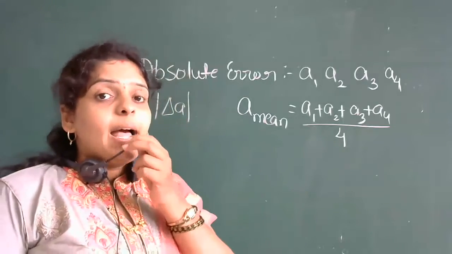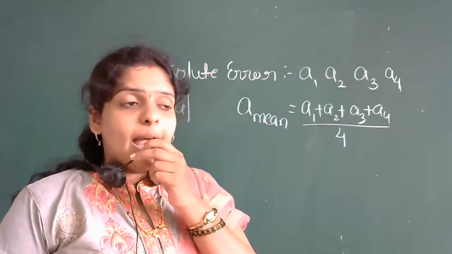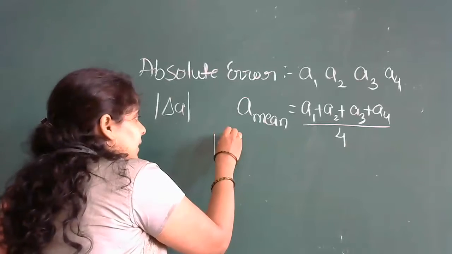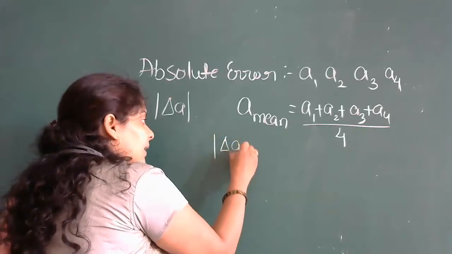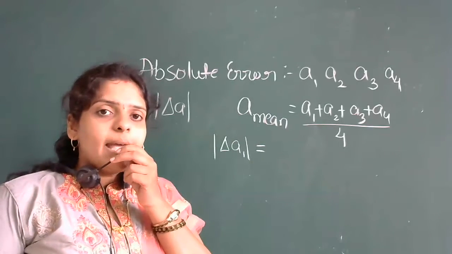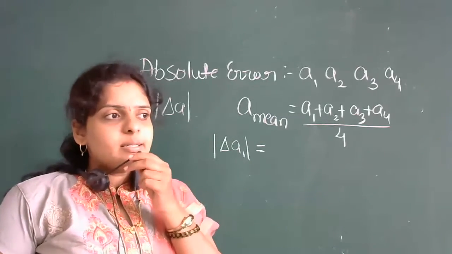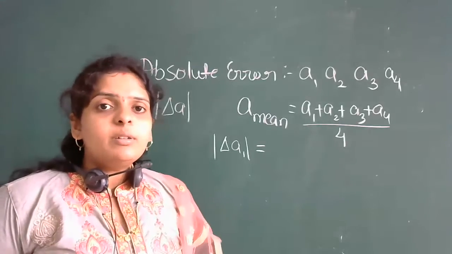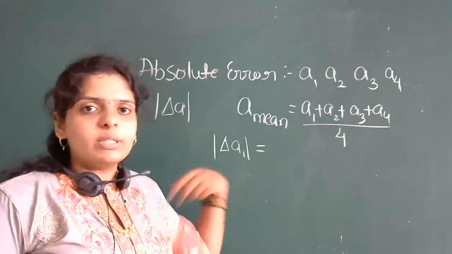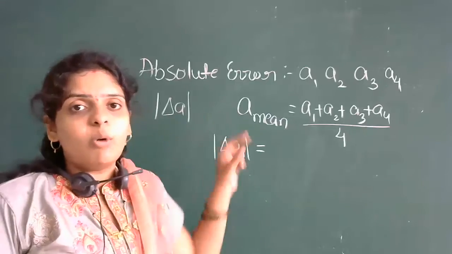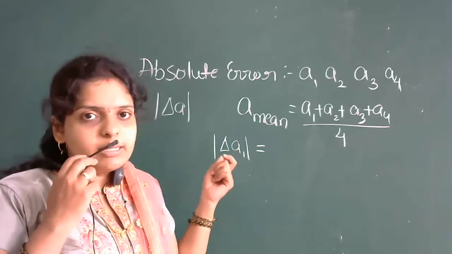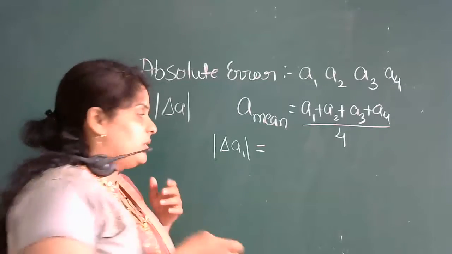Next, the absolute error of the first term is given by mod delta A1 is equal to, mod delta A1 is what? It is the absolute error of the first term. I told you the use or the significance of this mod. What do you mean by mod here? Mod is nothing but it is positive. Always the values you are taking are positive. I hope you remember, yesterday we discussed that, right?